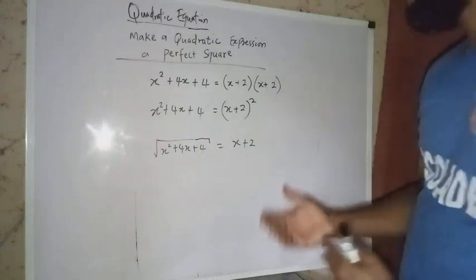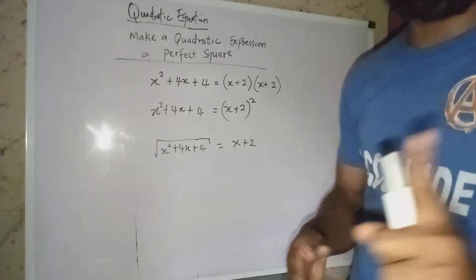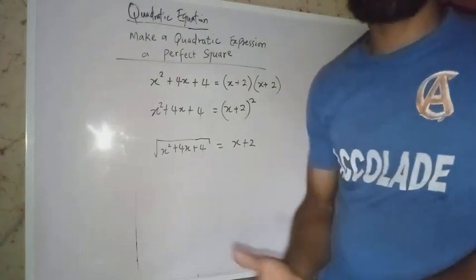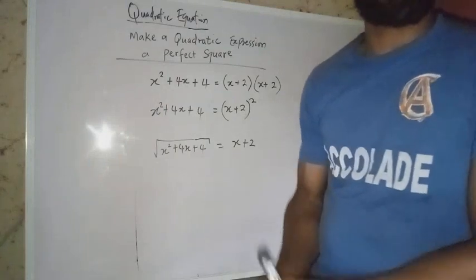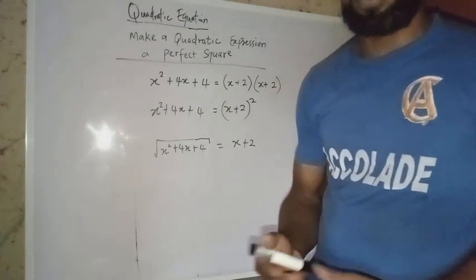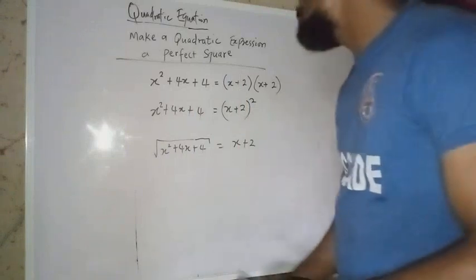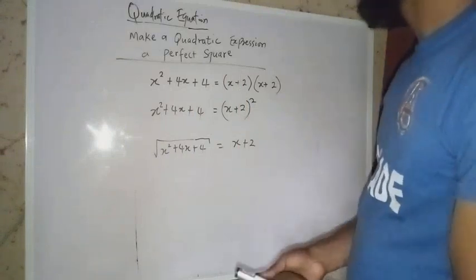Some quadratic expressions are not perfect squares, but we can actually make those quadratic expressions become what? A perfect square. All right? Let me show you how.